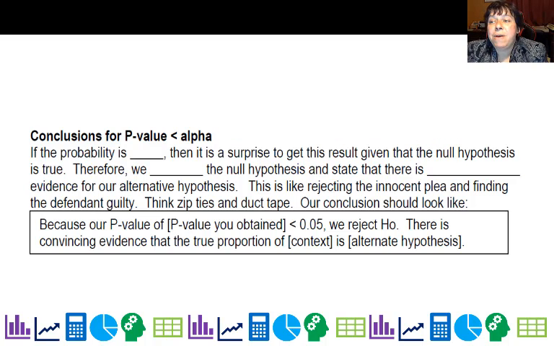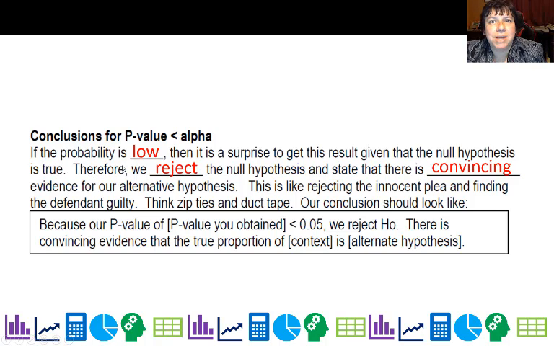All right. Now, if the p-value, if the probability is lower than this magical window, which is called alpha, then it is a surprise to get this result. So we're saying anything lower than 5% probability, that's a surprise to us. That doesn't make sense if the null were true. Therefore, what we do is we reject the null hypothesis and state that there is convincing evidence for our alternate hypothesis. So that's kind of like rejecting the innocent plea and finding the defendant guilty.